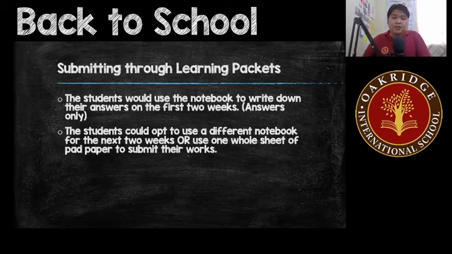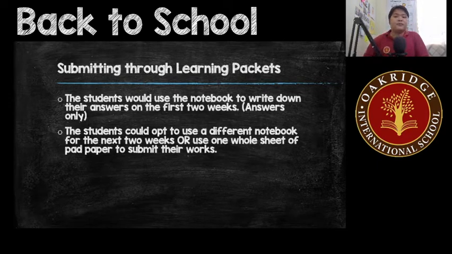No need to copy the instruction, unless the instruction is encircle the word in the sentence or underline the word in the sentence or box the word in the sentence. That's when you have to write the sentences. But if it's not necessary, when you could just put there one answer, then just place the answers only.